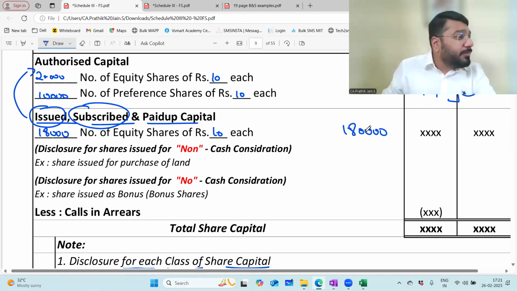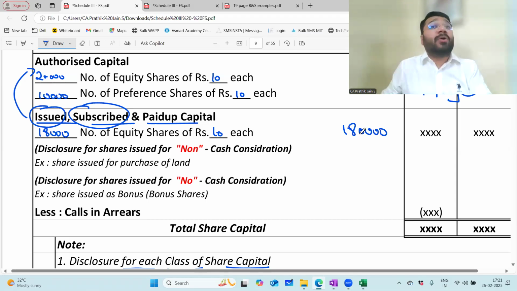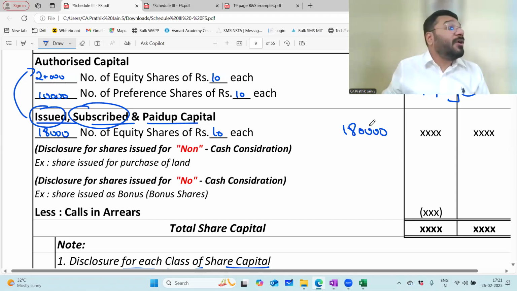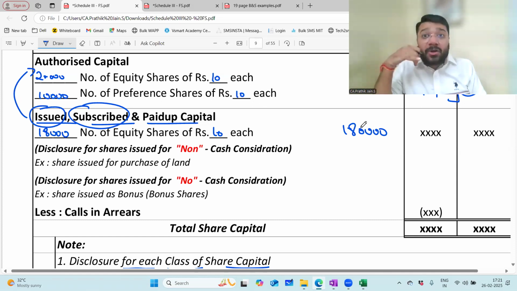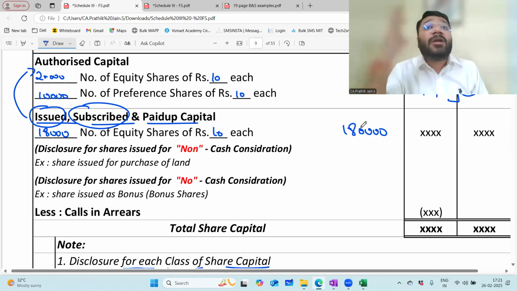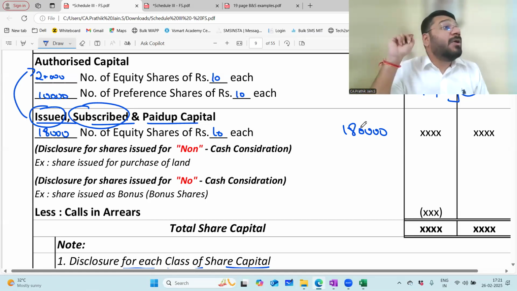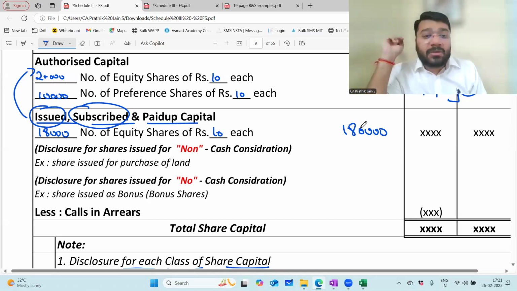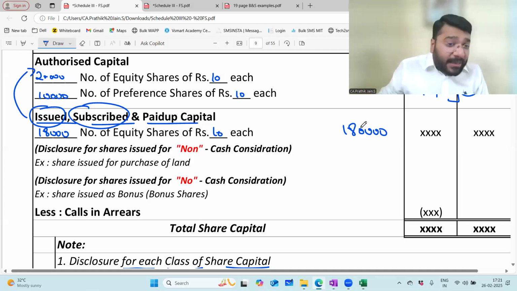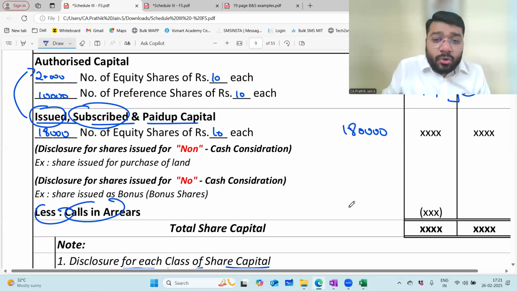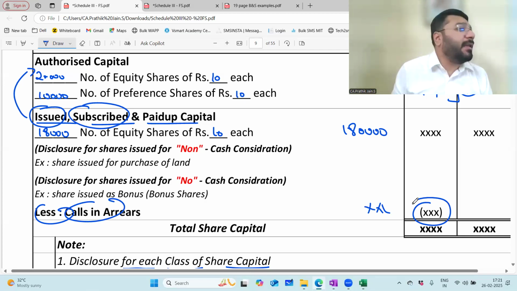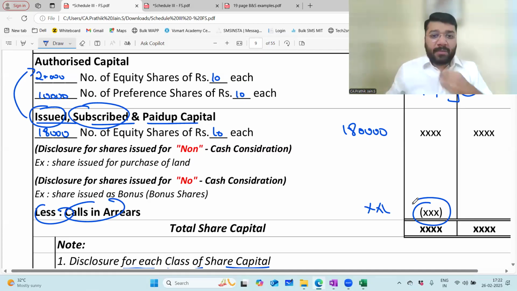Now, if any amount is called up but the shareholder did not pay, that is called calls in arrear. I made the call to the shareholder: please pay this money. I called him multiple times, he did not pay the money. That amount is technically called calls in arrear. Calls in arrear were discussed extensively in CA Foundation. That amount you have to subtract and show the final amount in the outer column. Am I loud and clear?